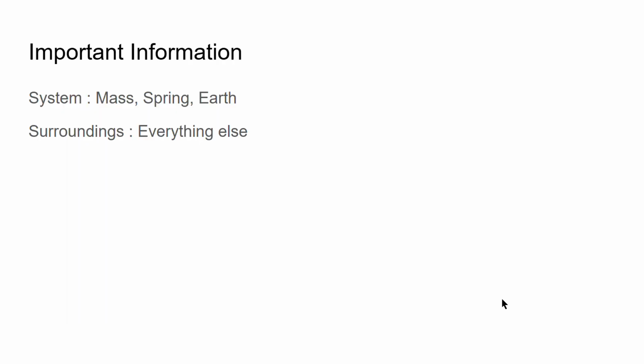Here's some important information for our computational model. We define the system as the mass, the spring, and the earth, and the surroundings is everything else. Everything else in this case is really nothing because there is no potential energy or kinetic energy coming from any other sources.